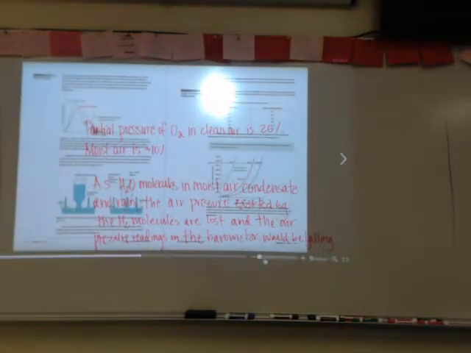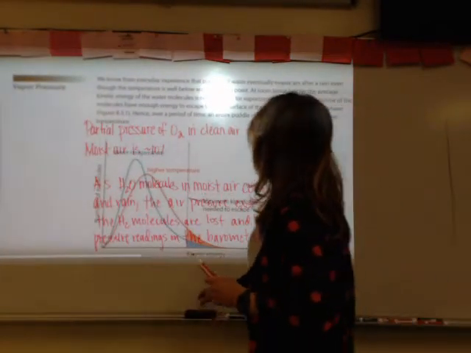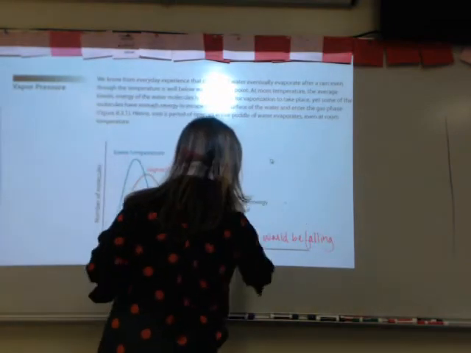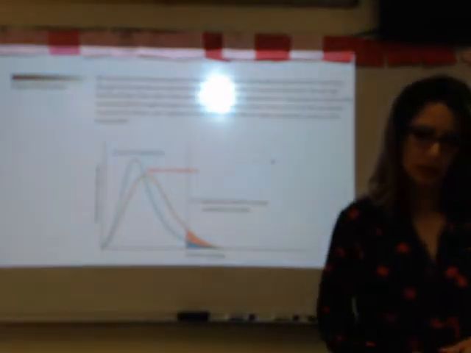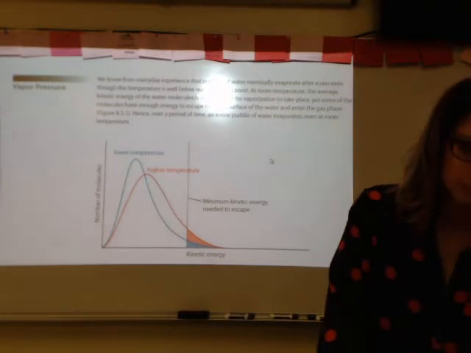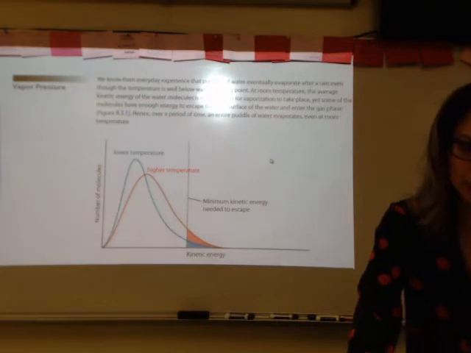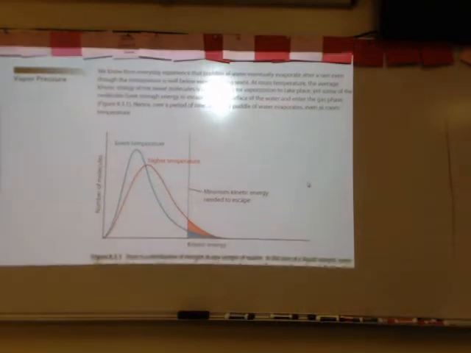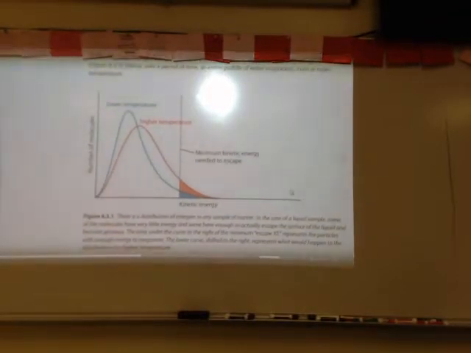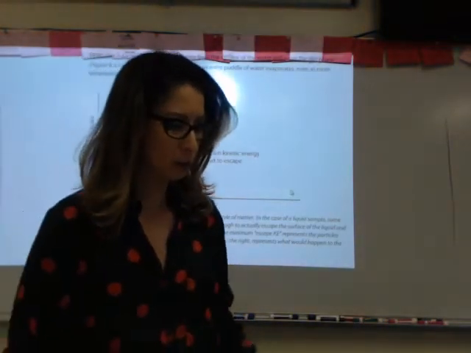Let's go to the next page and take a look here at vapor pressure. So you know that puddles of water eventually evaporate, even though the temperature is below the water's boiling point. And some of the molecules have enough energy to escape from the surface of the water and enter the gas phase. And that's what this figure is showing us here. And over time, the entire puddle of water evaporates even though we're at room temperature.